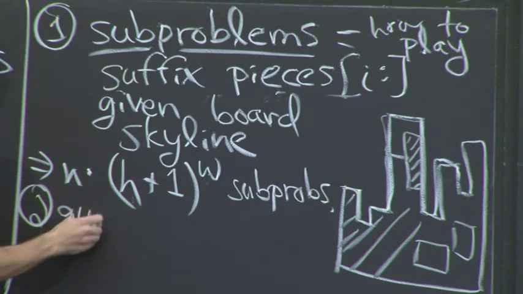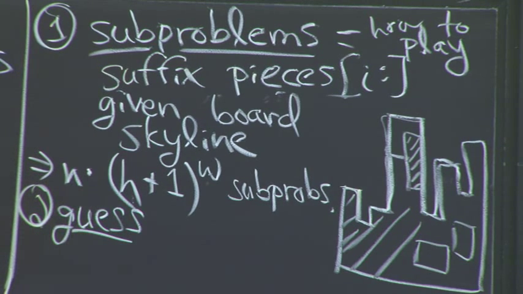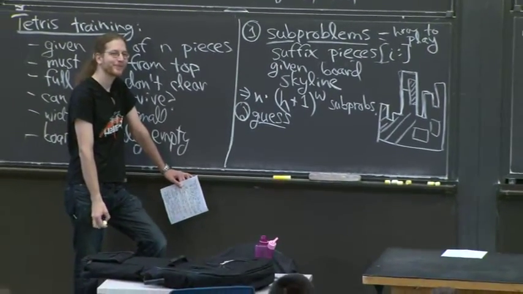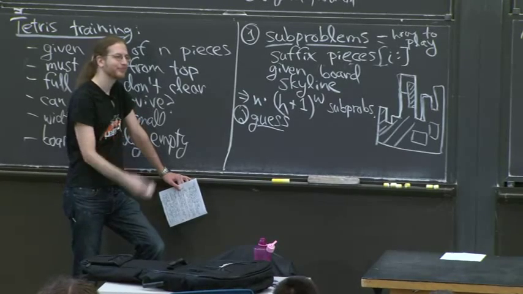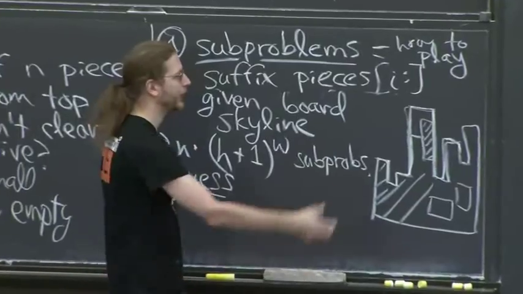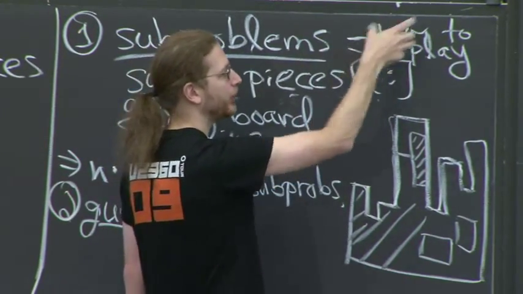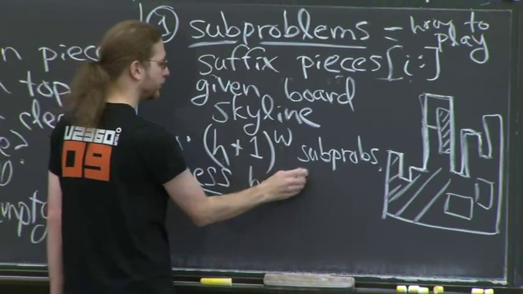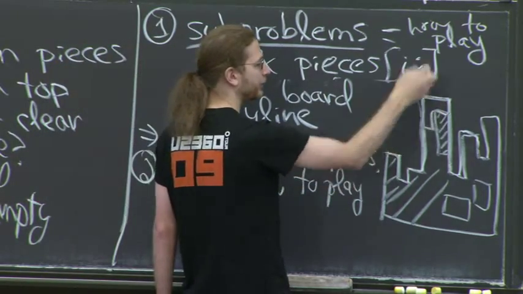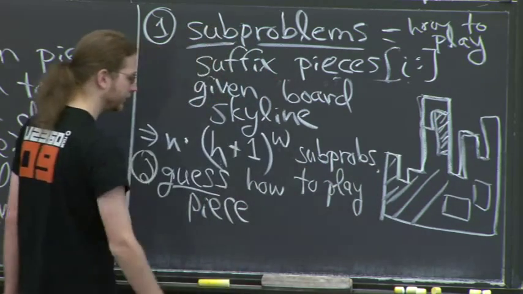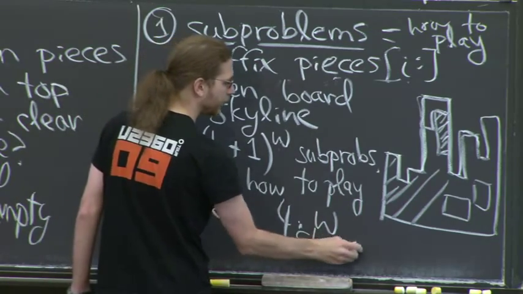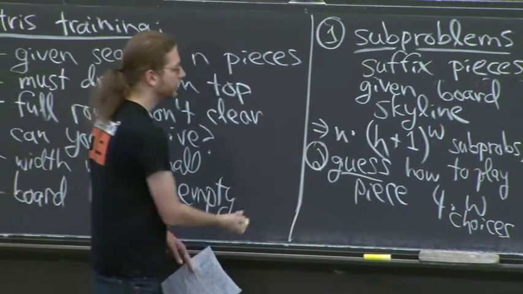OK, then what do I guess? Any suggestions what to guess? Yeah, what should I do with piece i? There are not that many choices. I can rotate it 0, 1, 2, or 3 times, and I can choose some place to drop it. But those are my only choices. So it's just how to play piece i. And given that guess, you can figure out how the skyline updates, like I did here. If I drop that piece like that, then I fill in this part and recompute my new skyline. So there's going to be something like 4 times w different choices, roughly: 4 for the rotation, w for the x-coordinate. And so the running time is just going to be the product of these.